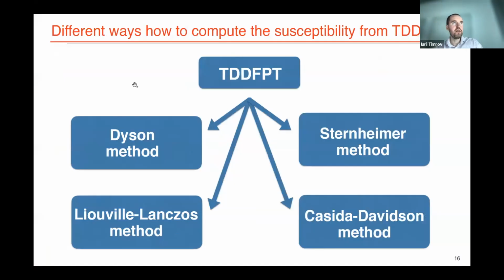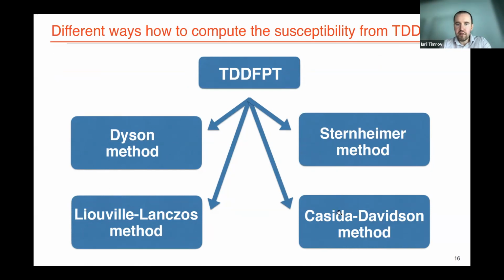Hello again to everybody. Okay, so we did half of the hands-on. Now we are going to do the second half of the hands-on. I showed this slide from the lecture just to summarize the first half with Oscar. So now you just saw how to use Turbo Lanczos and Turbo Davidson to compute optical absorption spectra in molecules, using these two methods at the bottom, Liouville-Lanczos method and Casida-Davidson.